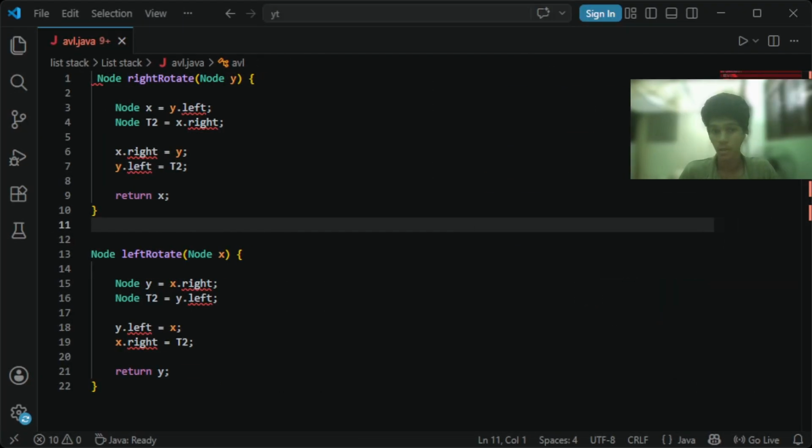Here I have a simple code implementation for right rotate and left rotate. Here I have the right rotation function. Right rotation is mainly used for left-left imbalance.